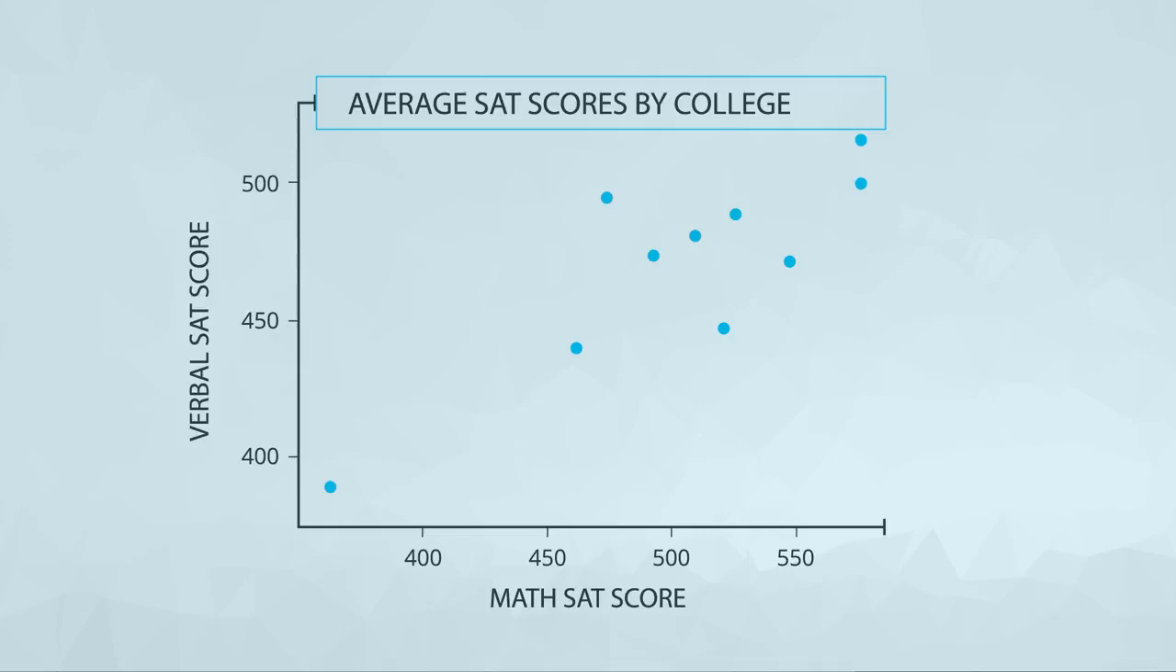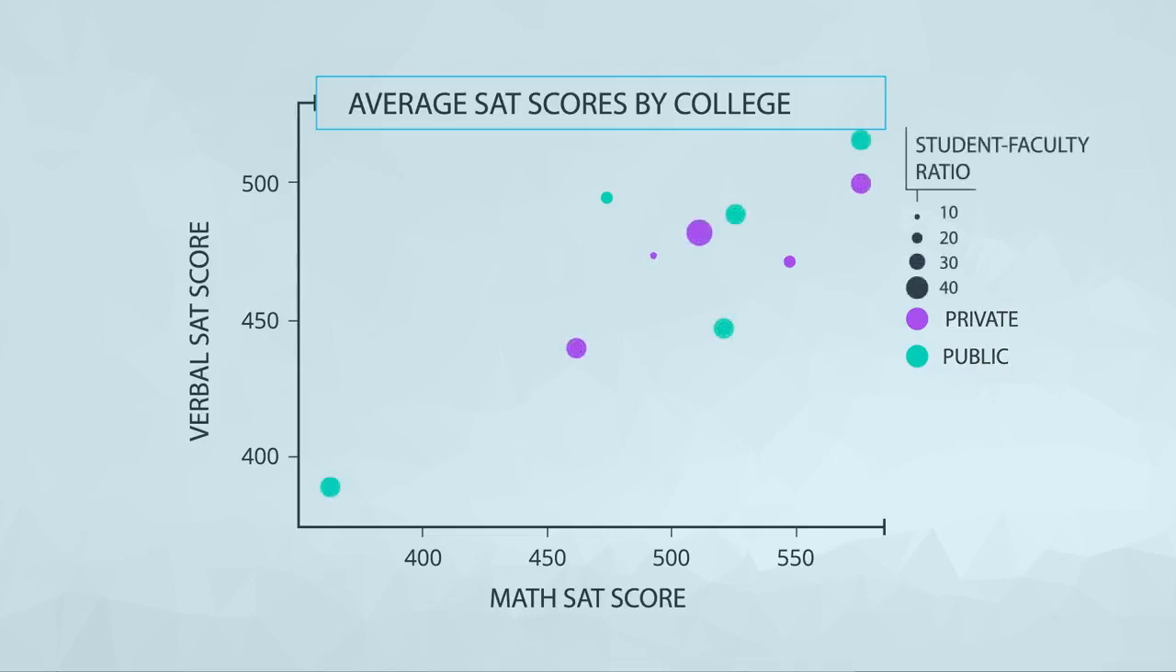However, we could introduce additional encodings to show additional features in our dataset. Say whether the school is private or public. Now imagine we also want to understand the student-faculty ratios associated with each school. We will need another encoding.